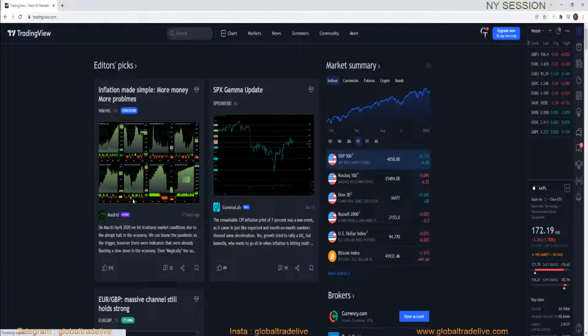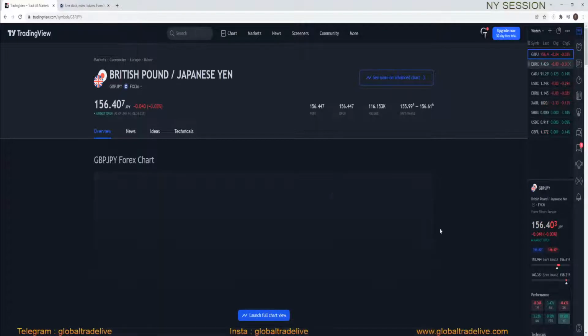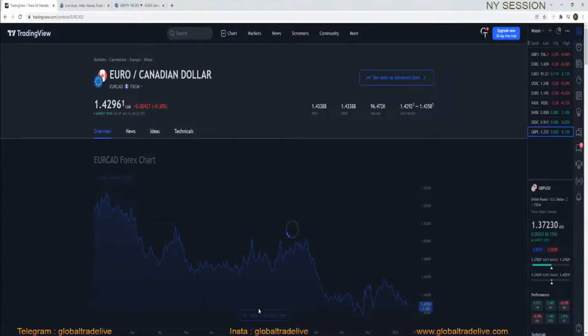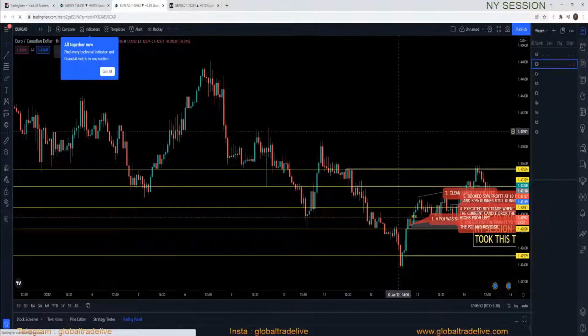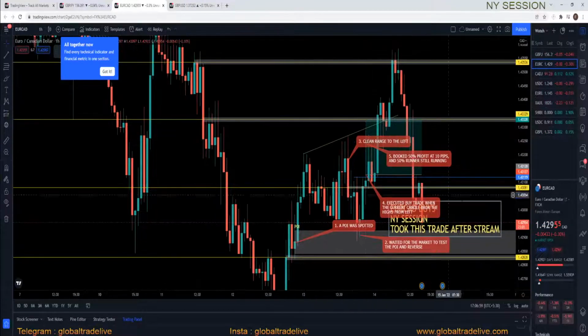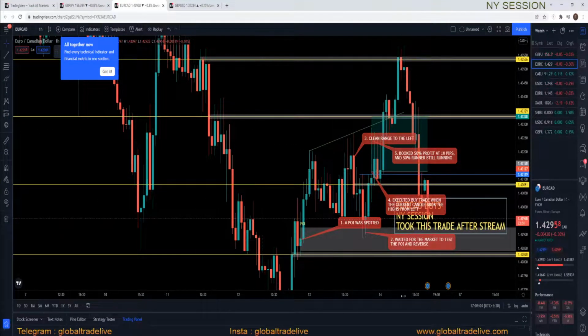So, let me just open the GBP JPY chart and let's also have a look at the EuroCAD. Where is GBP USD? Okay, so this was the trade in EuroCAD. What happened actually? Okay, look here. From this POI yesterday, the market went all the way up to this level. Now it's coming down again.